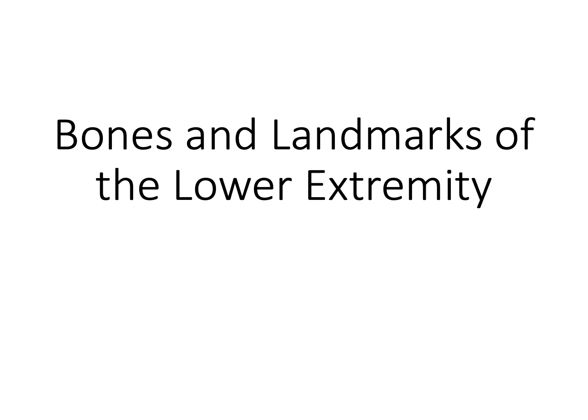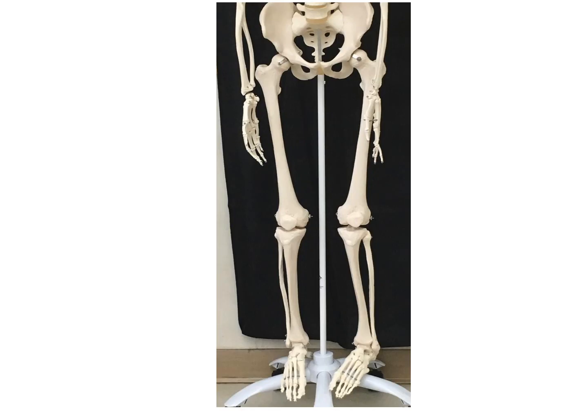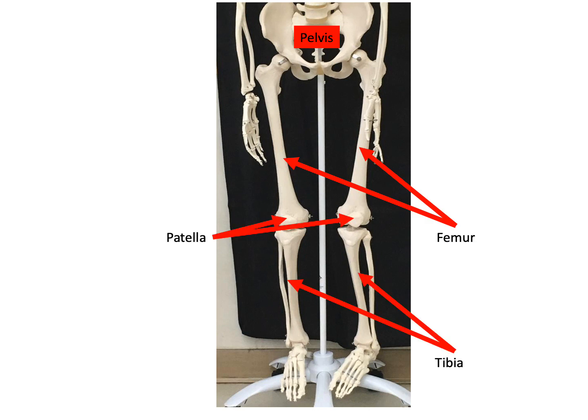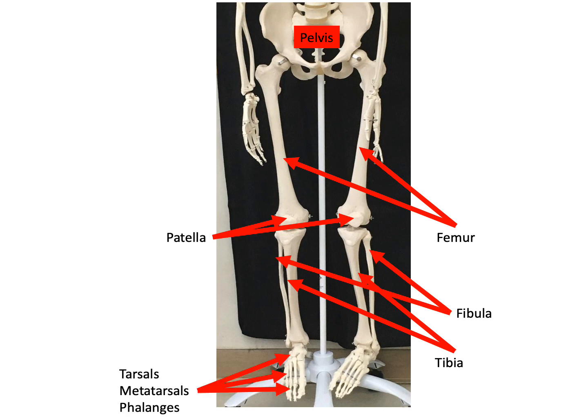So let's walk through the bones and the important landmarks of the bones within the lower extremity. We'll start with the bones that make up the pelvis. And then we get the femurs, the patellas, the tibias, the fibulas, the tarsals, metatarsals, and phalanges.